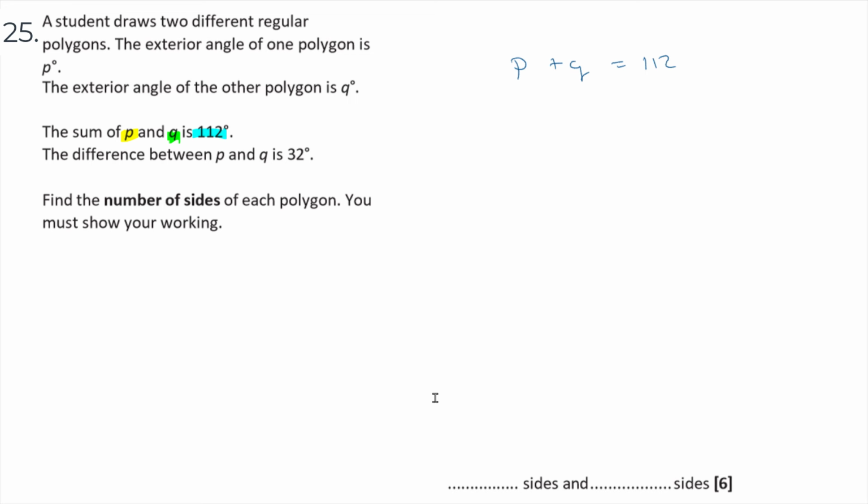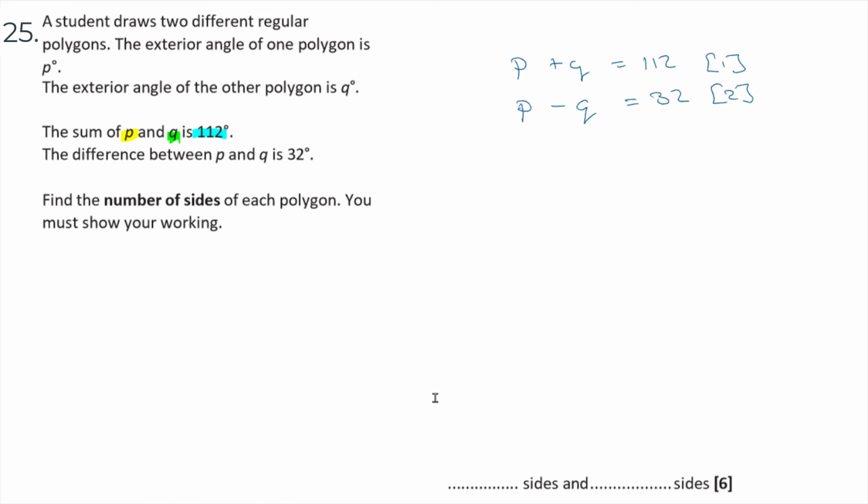Now, we don't really know which one is bigger, P or Q, but I'm just going to assume P is the bigger one of the two. It doesn't really matter because we're just finding two values, aren't we? So P minus Q is equal to the difference of 32. Okay, so that's my equation 1, that's my equation 2.